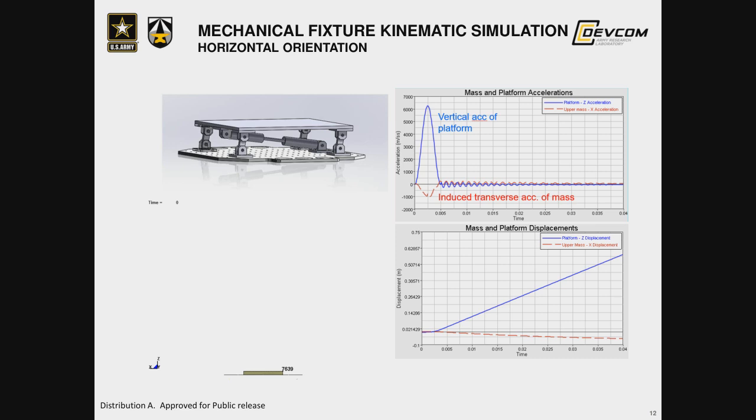And in the floor-mounted case, this also is an animation showing a finite element model of the 4-bar linkage fixture undergoing some transverse displacement as a result of the vertical motion of the test platform.